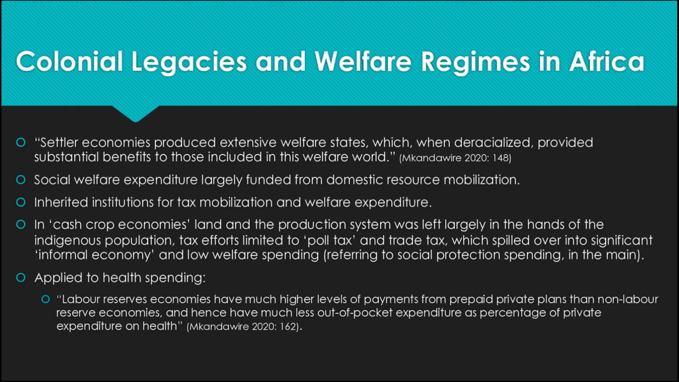The salient characteristics of the cash crop economies, Mkandawire argued, are that unlike in the labor reserve settler economies, land and production systems were left mainly in the hands of the indigenous population. Tax effort was limited to the collection of poll tax and trade tax levied on exports of cash crops. This spilled over into a significant informal economy and low welfare spending. Here, Mkandawire was referring to social protection spending. This would be similar to Sikim's agrarian welfare regimes.